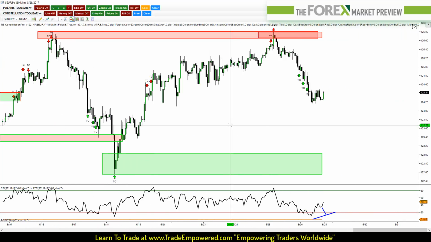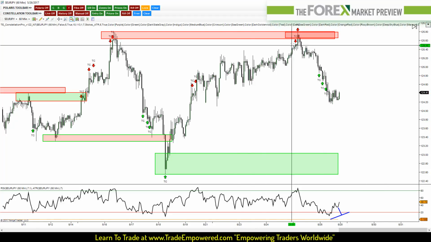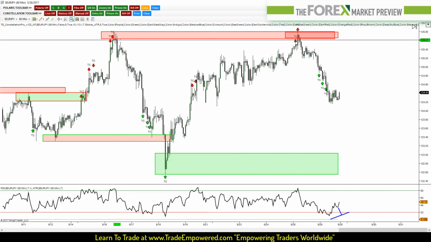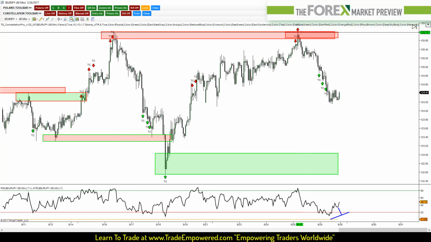But here's what we had. So you can see we retested our DSR level. Price actually spiked all the way up to our previous dynamic resistance level up here.